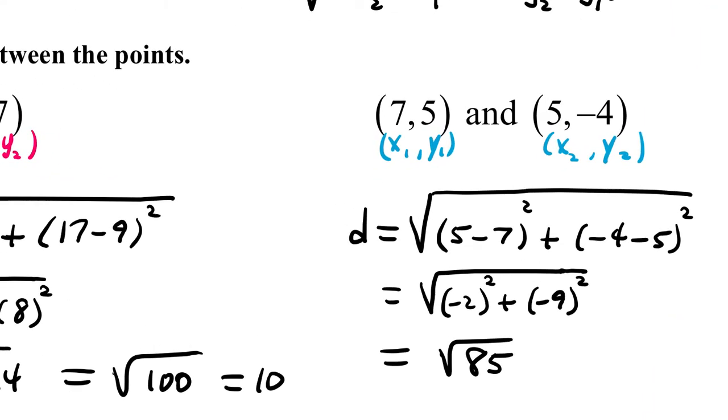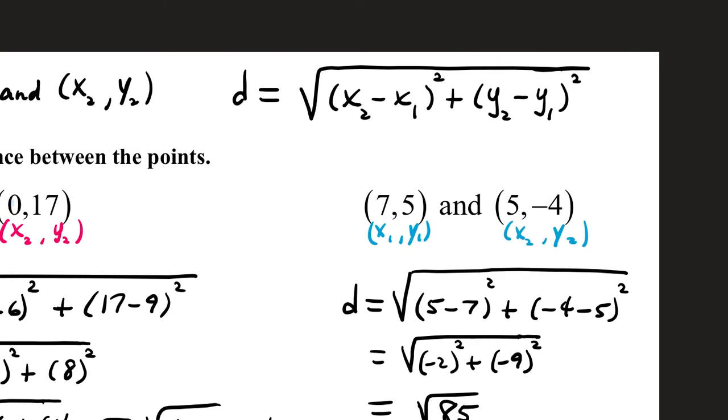In the second example, we have the points (7, 5) and (5, negative 4). x2 minus x1, that's 5 minus 7. y2 minus y1, negative 4 minus 5. Again, start inside the parentheses first. Inside the parentheses, that will be negative 2, negative 9.